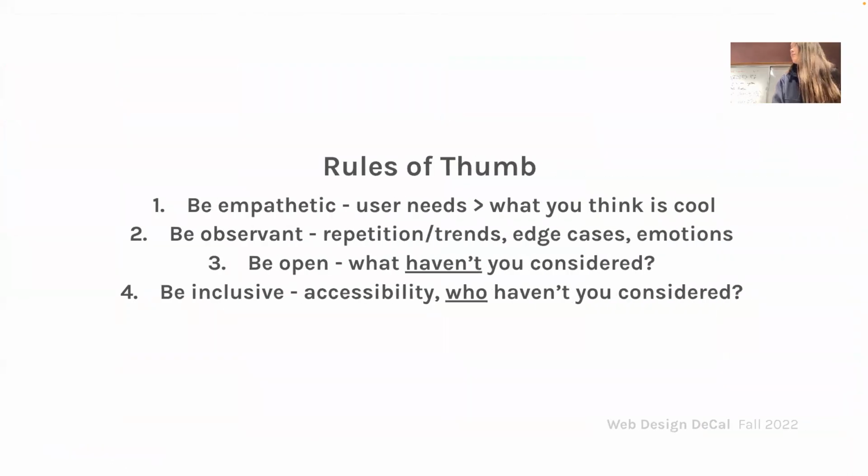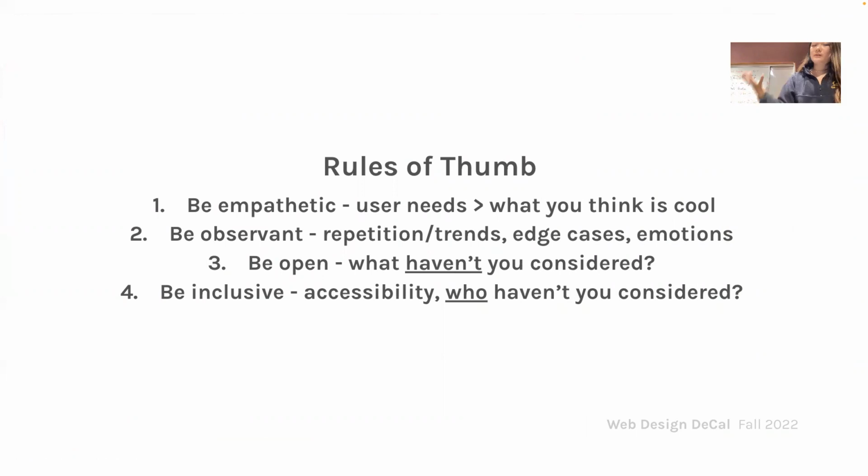And to summarize, some of the rules of thumb are to be empathetic. So, identify those user needs and really prioritize that over what you think might be cool. So when you're designing your websites, if you think something is really dope or might look really cool, take a step back and think about what a user of this website would need.